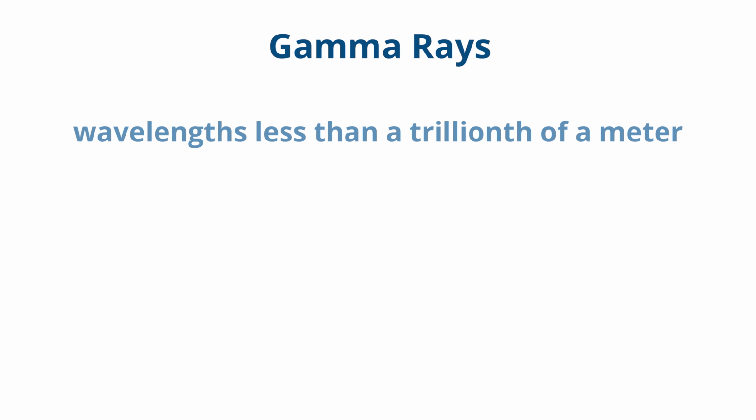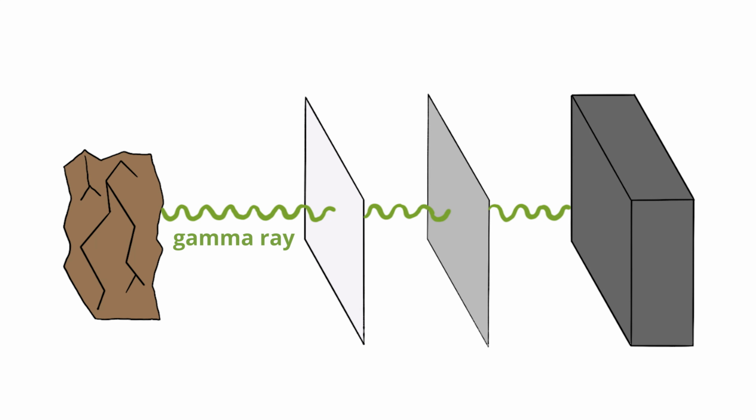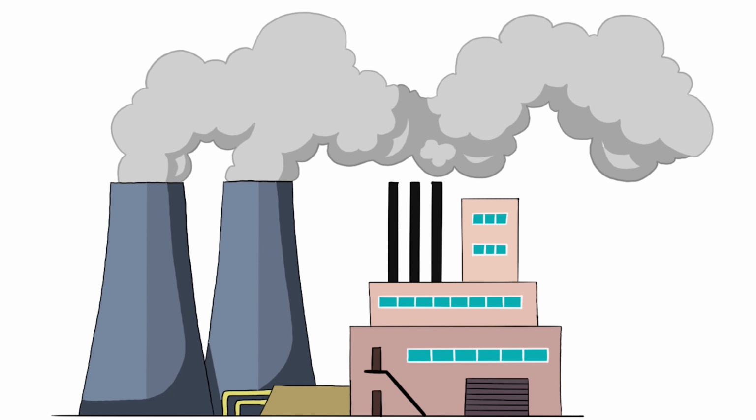Gamma rays have the shortest wavelengths, less than 1/trillionth of a meter. Therefore, they have the highest frequencies and carry the most energy. These are the most damaging to tissues and can penetrate the deepest. They're really hard to stop. You would need a 3 to 4 foot thick concrete wall to stop them. Gamma rays are released in nuclear power plants, by nuclear bombs, and by naturally occurring elements on Earth. They're sometimes used in the treatment of cancer.